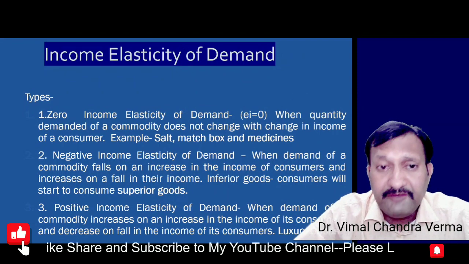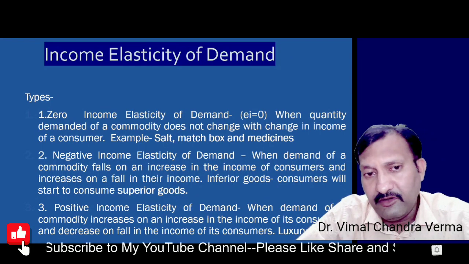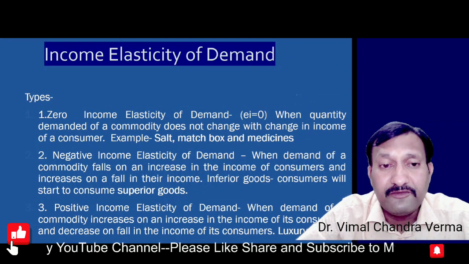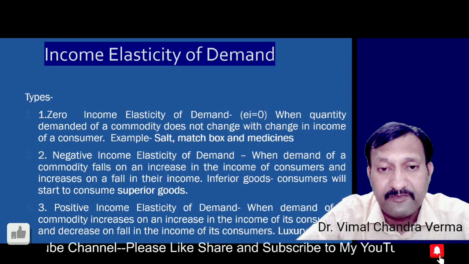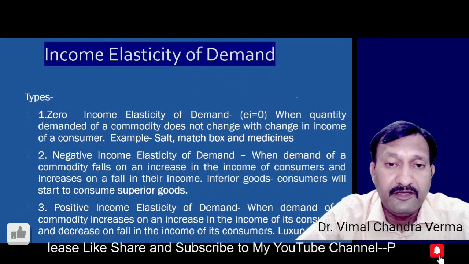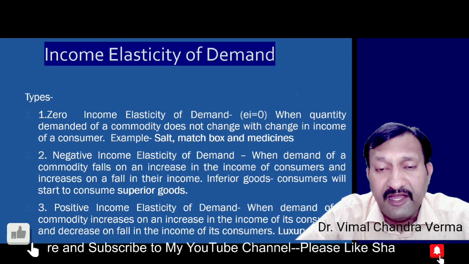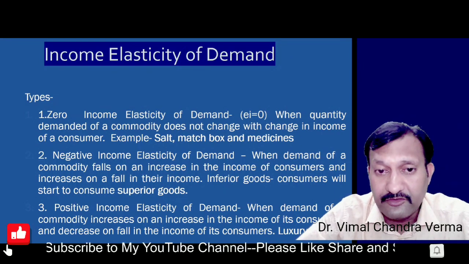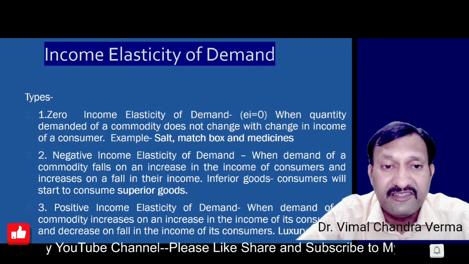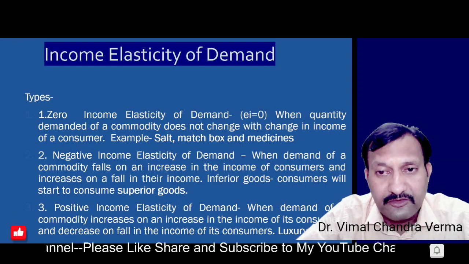In case of negative income elasticity of demand, demand of a commodity falls on an increase in income of consumers and increases on fall in their income. Like if we talk about inferior goods, if the income of consumers goes up, then they start buying superior goods. So there is an increase in income and there is a decrease in the demand of inferior goods.